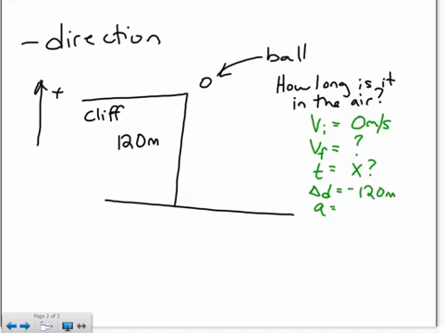Actually, negative 120 meters. We are finishing below where we started. We're going down 120 meters. So using our same scale here, this is going to be down. And what's our acceleration? 9.8, about 10 meters per second squared. And that is also going to be downwards.